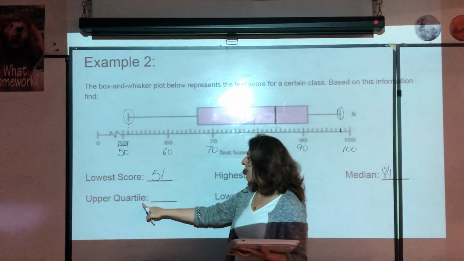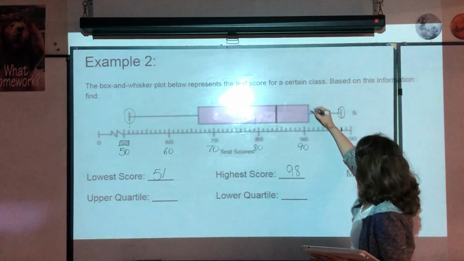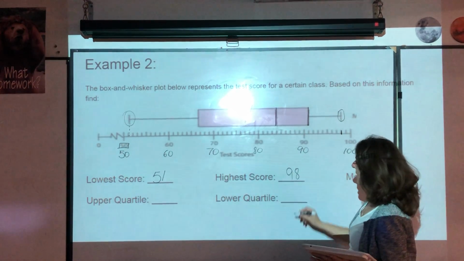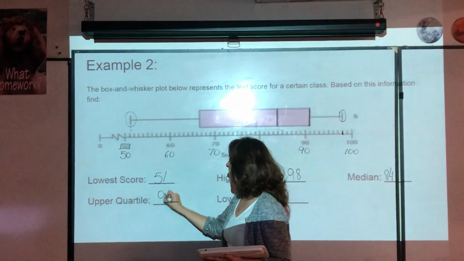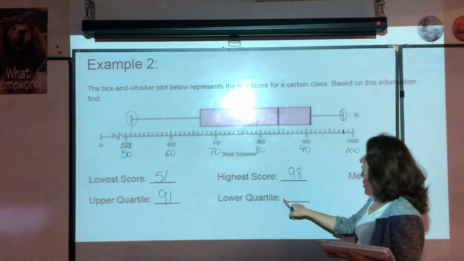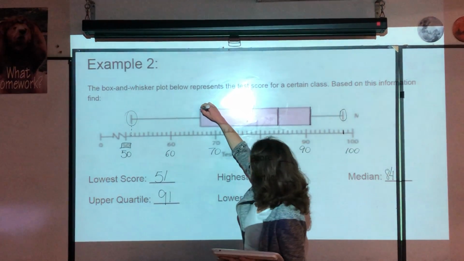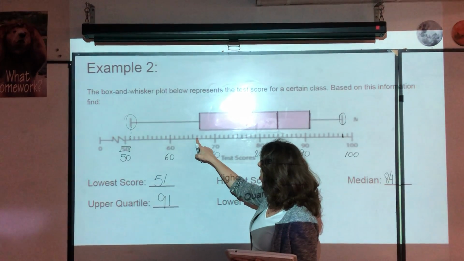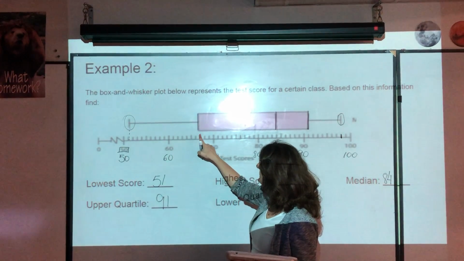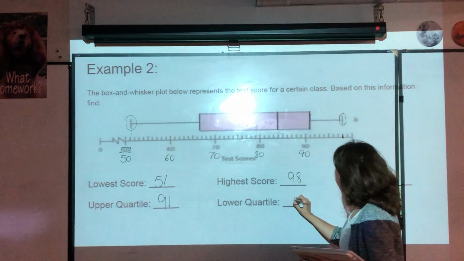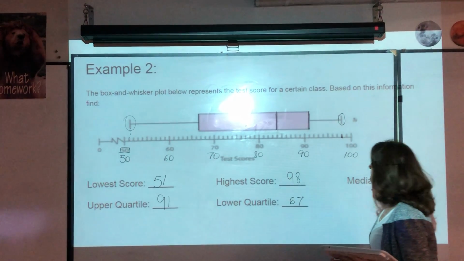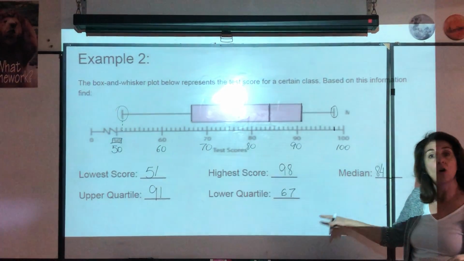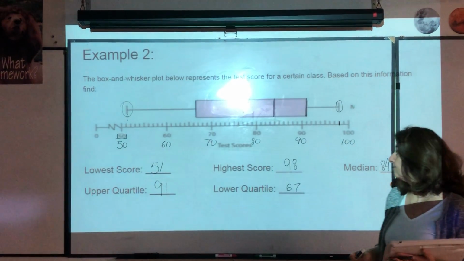The upper quartile is this number over here, which is 91. And the lower quartile is this number right here, which is 65, 66, 67. So with a graph like this, I can find all this information.